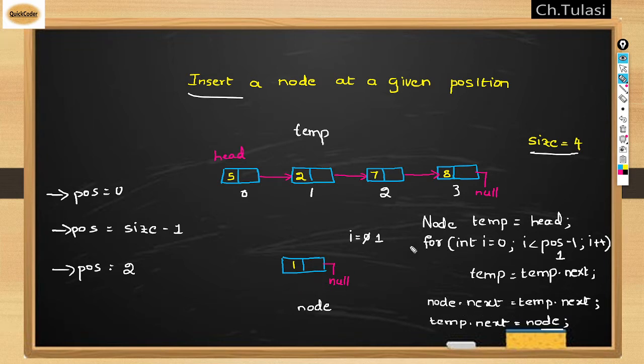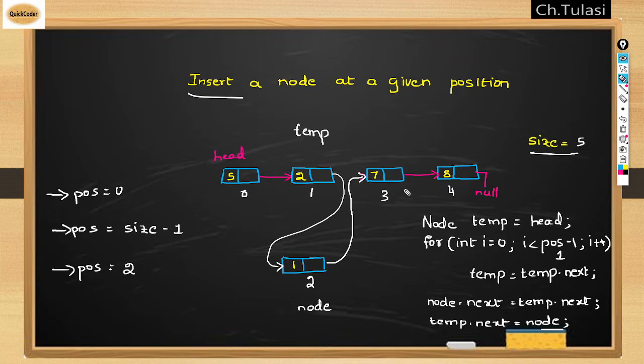This is my node now. Node dot next is equal to temp dot next. What is temp dot next pointing to? This node dot next will be pointed there. Now temp dot next is equal to node, and this temp dot next will be pointing to node. Here it is inserted at position 2. Now it will be 3, it will be 4. My total size will now become 5. That's it, inserting a node at a given position.